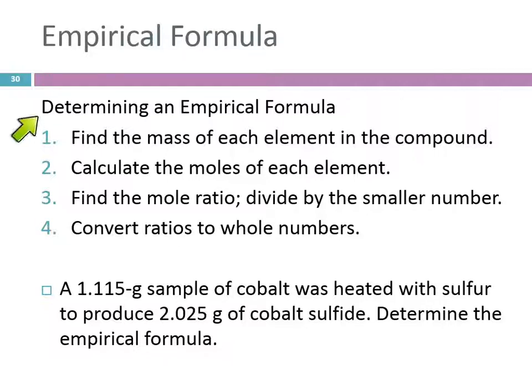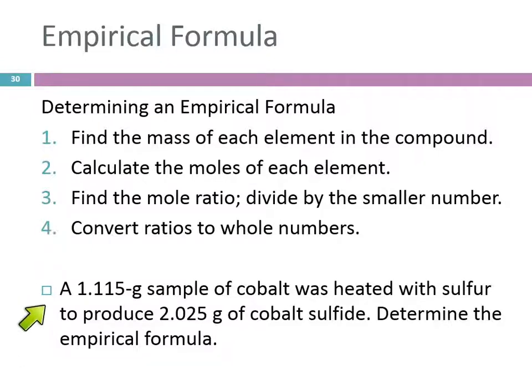So here are the steps in determining an empirical formula. Find the mass of each element, calculate the moles of each element that are in the compound, find the mole ratio, and to do that, you take each of the number of moles and divide by the smallest one, so the ratios, and then we convert the ratios into whole numbers.